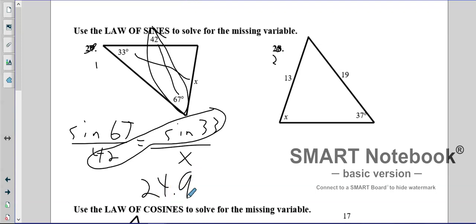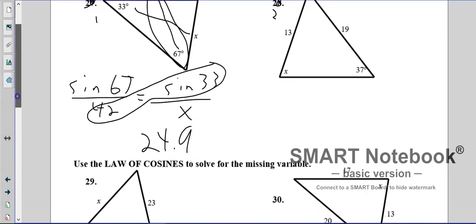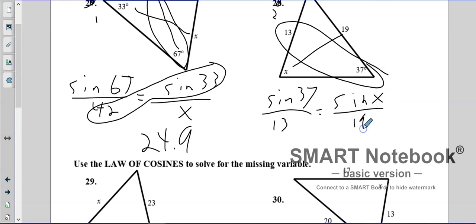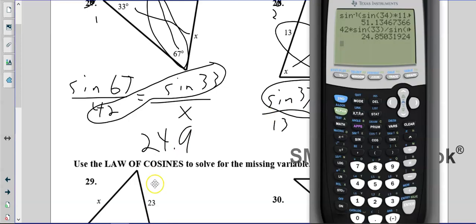Okay. Now over here on the second one, we have these two, and this time we're solving for the angle. So sine of 37 over 13 equals sine, and you can put theta or x, it doesn't matter, over 19. So you're still going to multiply these two and divide by 13. But remember, when you're solving for an angle, you hit second sine.